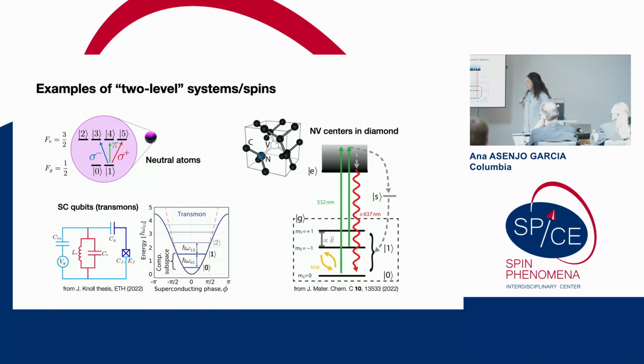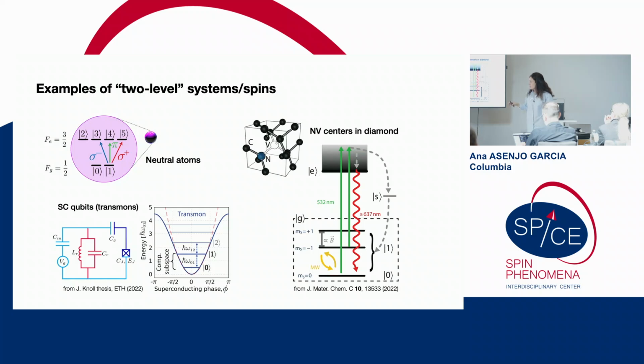For superconducting qubits, these are basically harmonic oscillators, LC circuits that are coupled to a Josephson junction that makes them anharmonic, and then we can isolate from the whole spectrum two levels, and this is again a two-level system. And then defect centers also have a bunch of levels, but in the ground state there is a spin triplet, and so you can couple the m_s = 0 level to either the plus one or minus one, which can be split in the presence of a magnetic field.